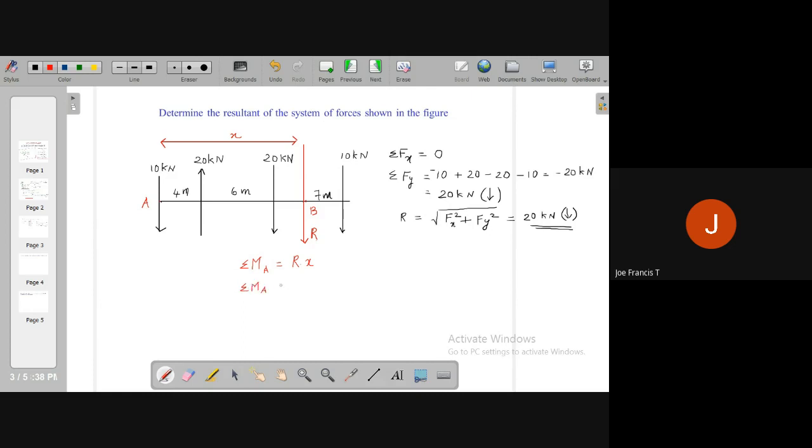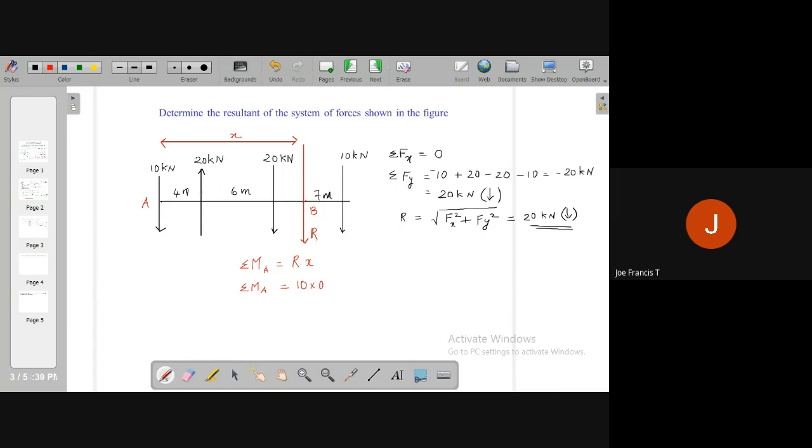That is the moment due to the algebraic sum of the moments due to the components. You take forces one by one. Let's start from this end. You have a 10 kilonewton force acting at point A. What is the moment due to this force 10 at A? Force into perpendicular distance. Since it's acting at A, that will be equal to 0.